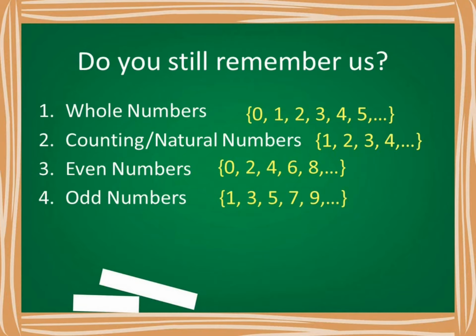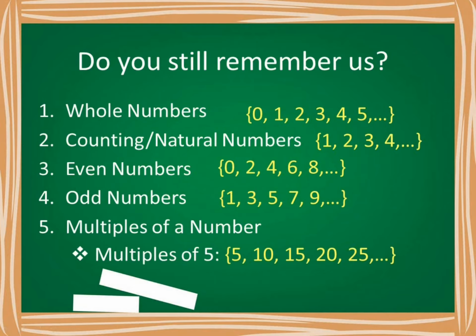Okay, next, odd numbers. So, kung ano ang kabaliktaran ni even numbers, we have the odd numbers. We have 1, 3, 5, 7, 9, and so on. Sila naman yung mga numbers na hindi divisible by 2. Next, number 5, we also have the multiples of a number. These are the product obtained when you multiply a number by a whole number. So, example, multiples of 5, we have 5, 10, 15, 20, 25, and so on. Multiples of 3, we have 3, 6, 9, 12, 15, and so on. If I'm not mistaken, sa elementary, ang tawag nila dito ay skip counting.